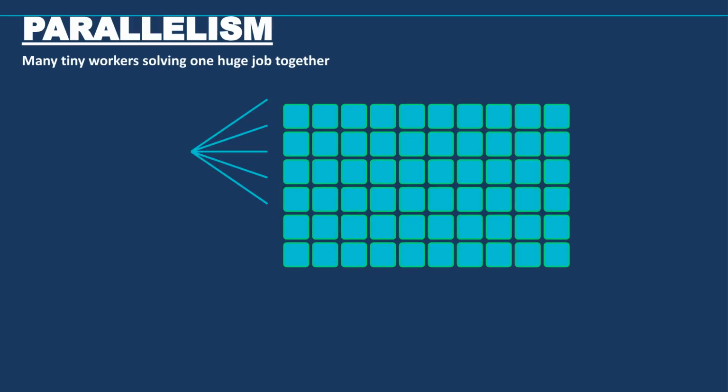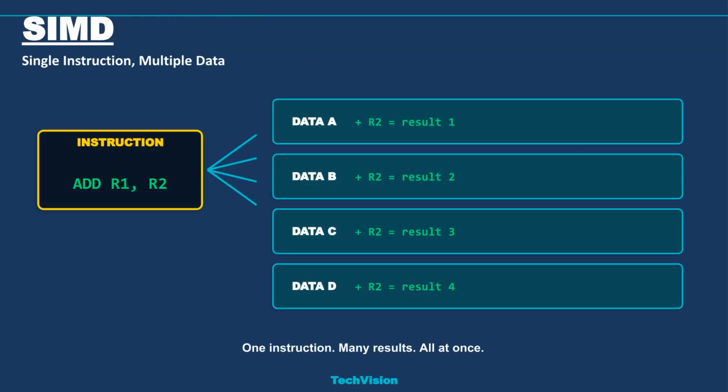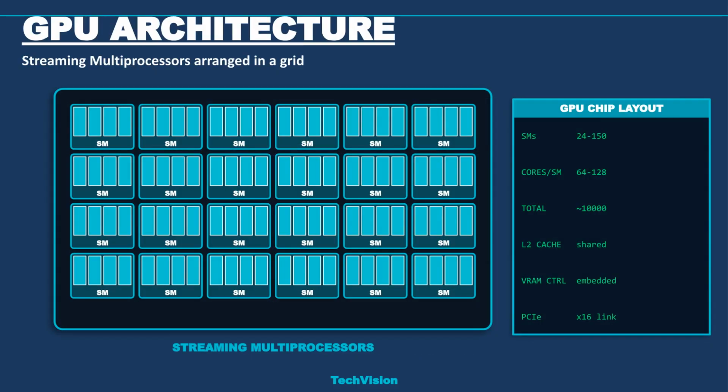Parallelism solves this by treating a single frame as a massive job to be solved by many tiny workers. Each GPU core processes its own slice of the frame simultaneously. SIMD stands for Single Instruction, Multiple Data. This means one instruction is executed across many different data points simultaneously, producing multiple results all at once, which is essential for rendering efficiency.